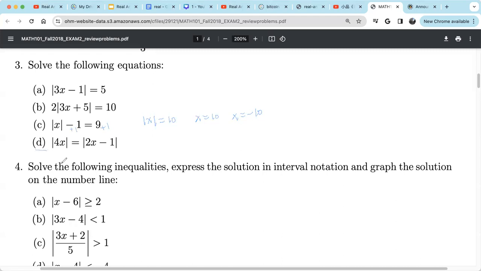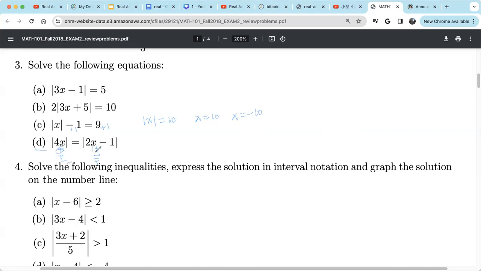Now let's see D. For D, we can consider different cases. This one could be positive, this one could be negative, right? I'm talking about the inside, without the absolute value. Inside, this one can be positive and this one can be positive. Or this one can be positive and the other negative. Or this one can be negative and this one can be negative, or this one negative and this one positive. So we have four scenarios, but these four scenarios can be simplified as two scenarios.